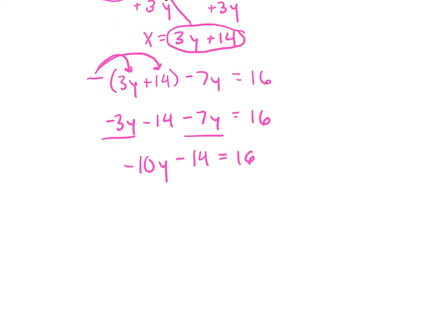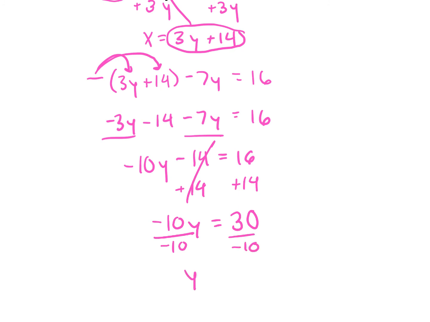What should I do next? Add 14. So negative 10y is equal to 30. Rioni, what should I do next? Divide both sides by negative 10. So what's y equal to? Rioni, what's positive 3 or negative 3? Negative 3. Because it's 30 divided by negative 10. So y is equal to negative 3.